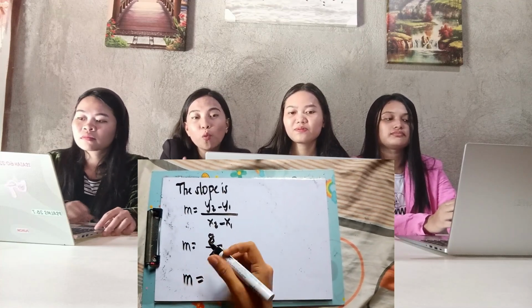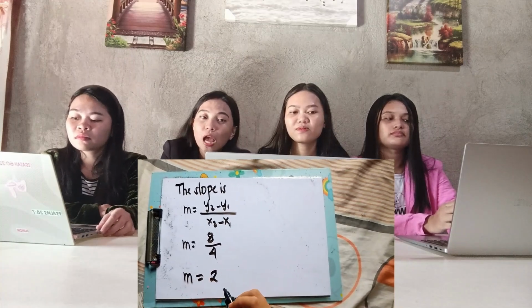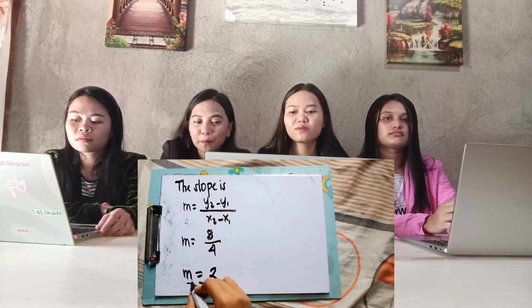So for every 1 unit you move to the right, you move 2 units up. Awesome, everyone! And how did our listeners do? Did you find the problem easy? Comment your answers below and let us know how you followed along.